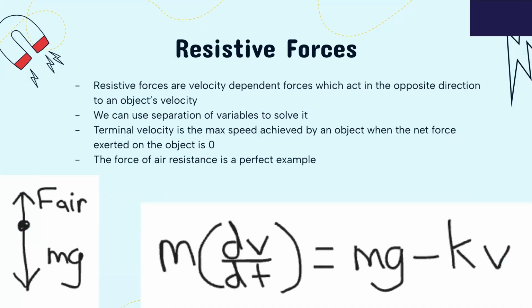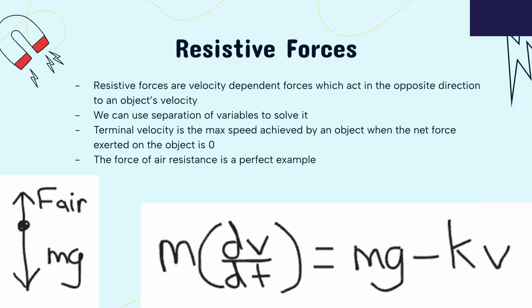So the terminal velocity is the maximum speed achieved by an object when the net force exerted on the object is zero. And the force of air resistance is the perfect example. Initially, when an object is free falling and there is air resistance, the force of gravity is going to be much greater than the force of air resistance. But as time goes on, in perfect scenarios, the force of air resistance will catch up and equal the force of gravity. At that point the object's moving at a constant velocity because the net force is zero.